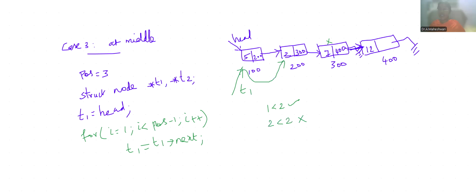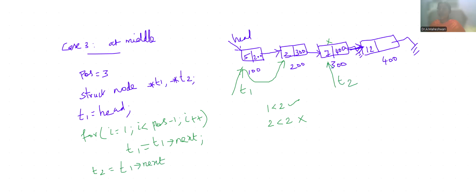Now I can access this address, right, using T1. How can I take 300? 300 is available in T1 of next. So use one more pointer, T2 pointer is equal to T1 of next. That means 300 is assigned to T2. So now your T2 pointer is here. Now easily I can do, right? Just change this address to 400.